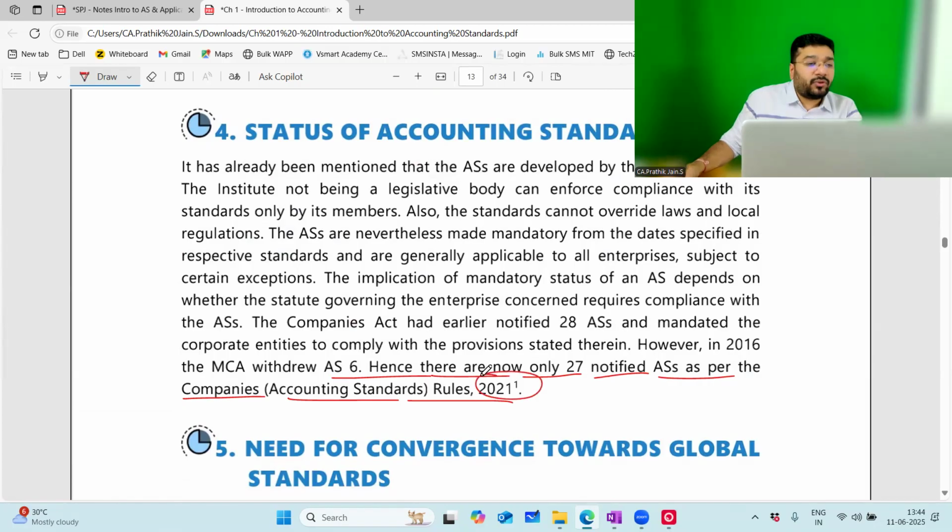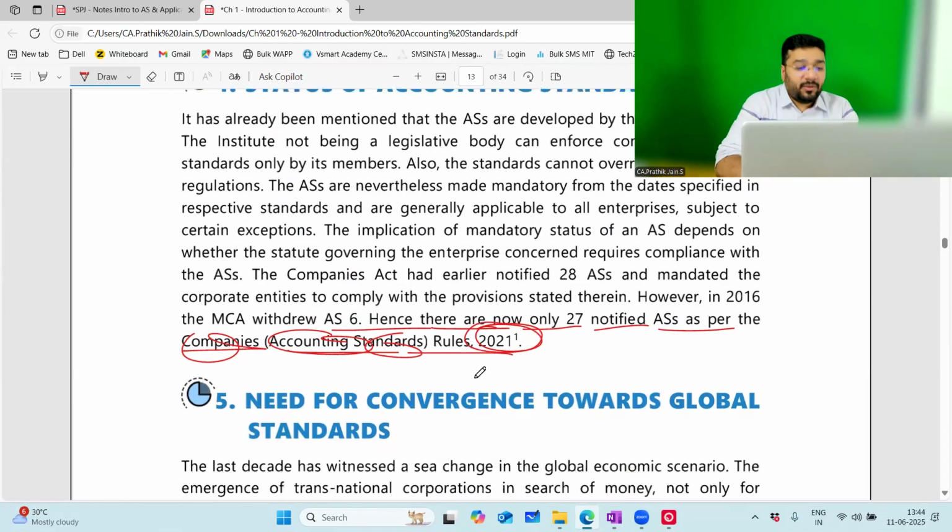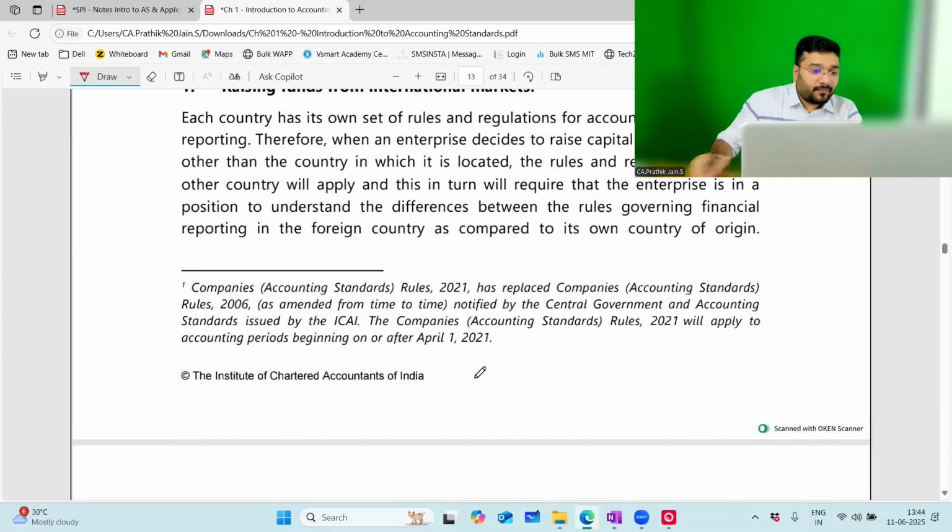2006 got improvised to 2021. Companies Accounting Standards Rules 2006 initially, then the rule got upgraded and now it is 2021. Companies Accounting Standards Rules 2021 has replaced Companies Accounting Standards Rules 2006, amended from time to time, because 2006 is very outdated. Now it is 2025. So they said 2006 to 25, there's a huge gap. We can't apply just that.